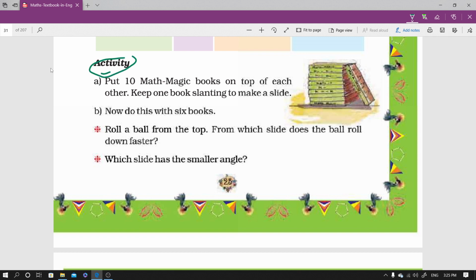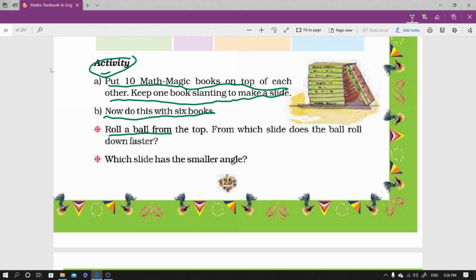Activity. Put 10 mathematics magic books on top of each other. Keep one book slanting to make a slide. How do this with 6 books?